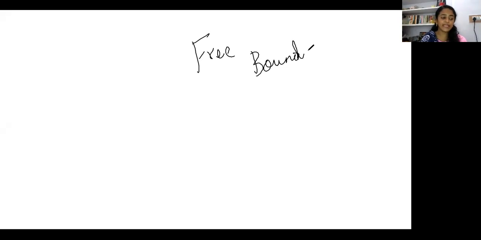The second one is free and bound morphemes. What are free and bound morphemes? Free morphemes are those which can exist independently, much like your lexical morphemes. They can exist independently as words, or they might also exist in combination with other morphemes. They stand alone as independent words in a sentence. They do not need another morpheme to come and give them meaning. They have a meaning in themselves.